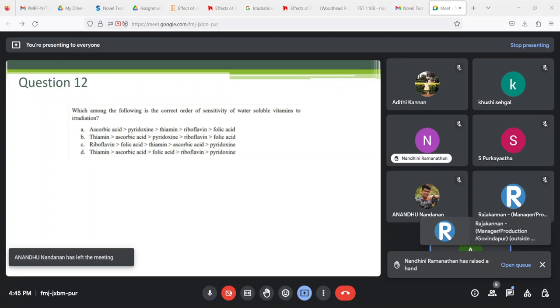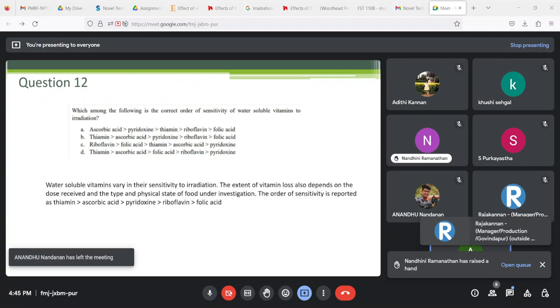Whereas in case of fat soluble vitamins, your water content will be very less. So you're ruling out one of the mechanisms of irradiation. That is, water radiolysis is reduced, and hence your fat soluble vitamins are not that affected. Whereas water soluble vitamins, which are already present in water, will have the effect of water radiolysis and hence will get affected more. So water soluble vitamins are more sensitive than fat soluble vitamins because of water radiolysis. Hope this is clear.